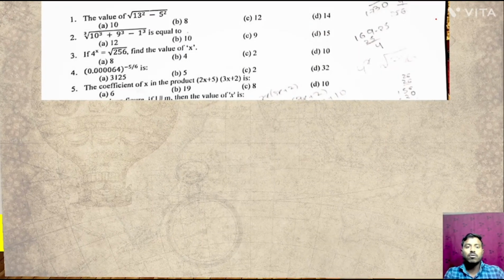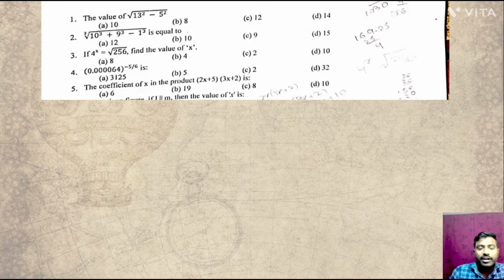First, question number 1. The value of 13 square minus 5 square equal to dash. So first we use rough, means 13 square means 169 minus 5 square 25, square root is equal to 9 minus 5 equal to 4, then 6 minus 2 equal to 4, then 144 square root equal to 12. The correct answer is option number C.